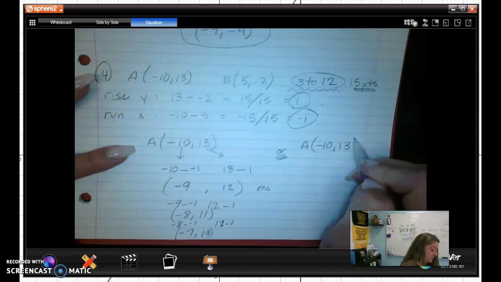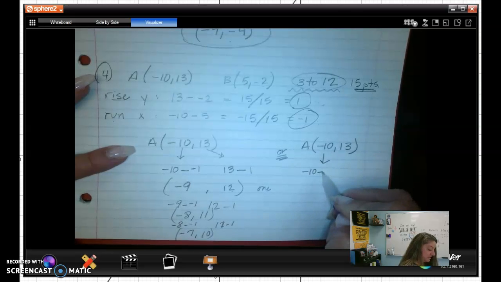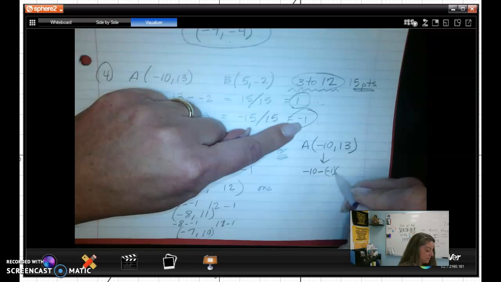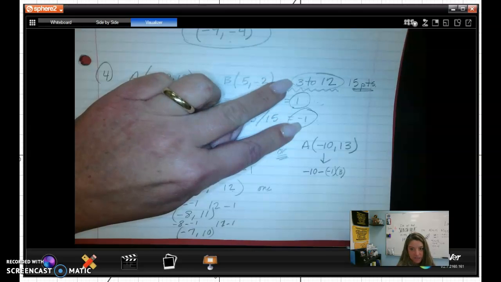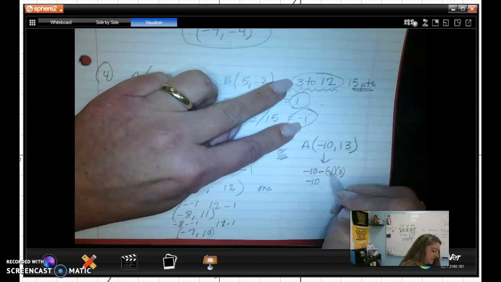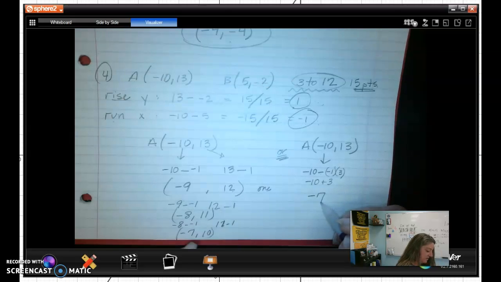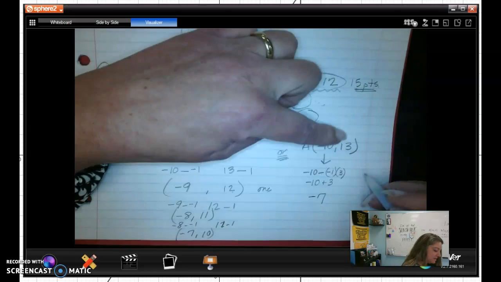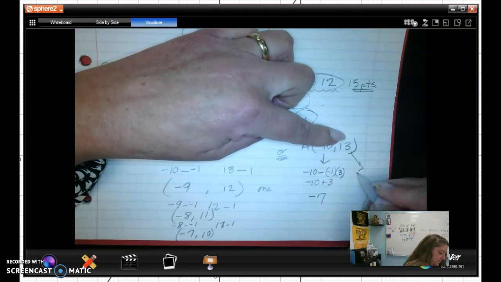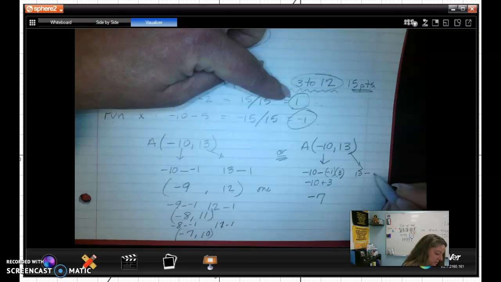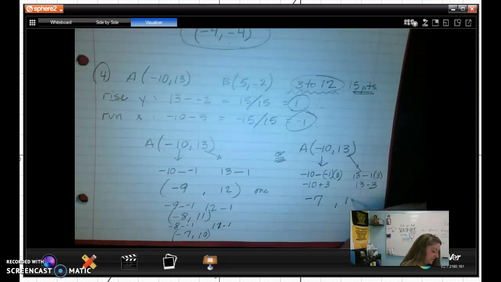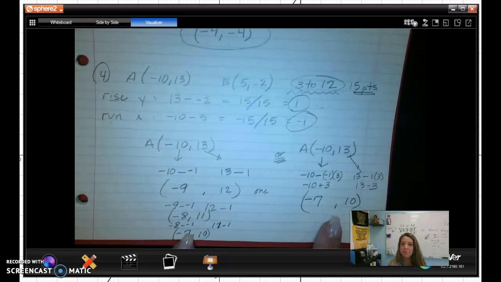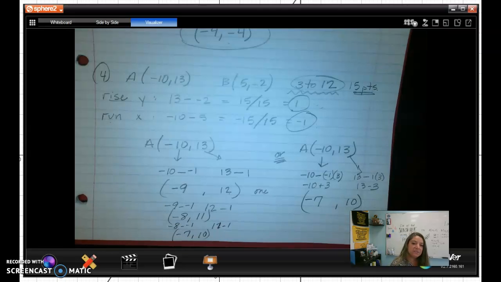So negative 10, 13. I'm going to change this number. I'm going to subtract my negative 1 three times because I need that partition to be a 3. That step is 3. So I'm going to be doing negative 10 plus 3, which is negative 7. Notice I got the same answer. Okay, let's do the 13. So 13 minus my rise, which is 1, but 3 times. And so that's 13 minus 3, which is 10. And check it out, I have the same answer. Okay, so it's a little bit different because of the ratio being a 3 to 12, but we can still go check our answer on Geogebra.